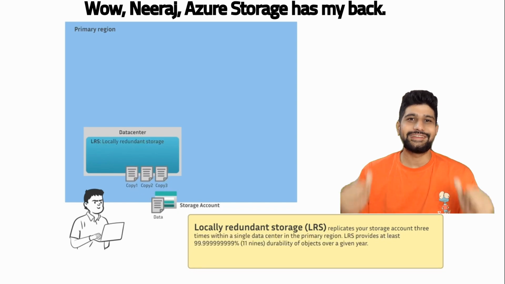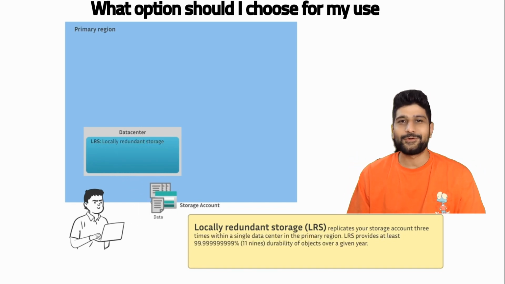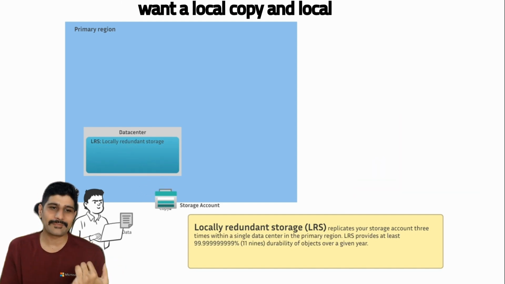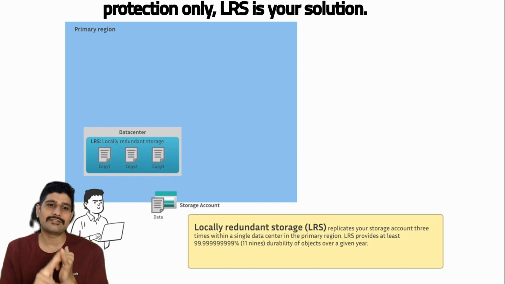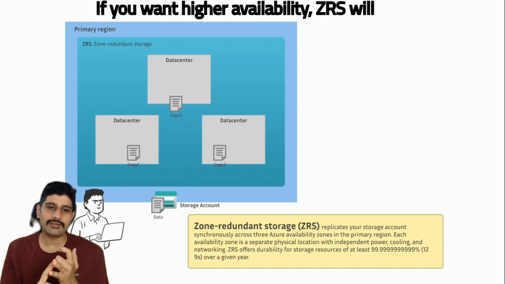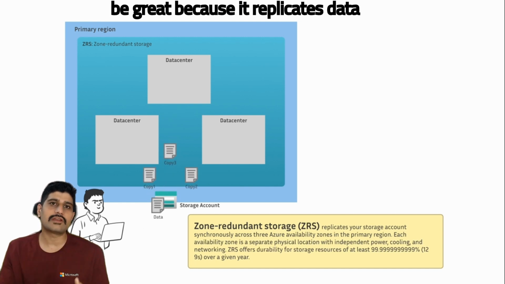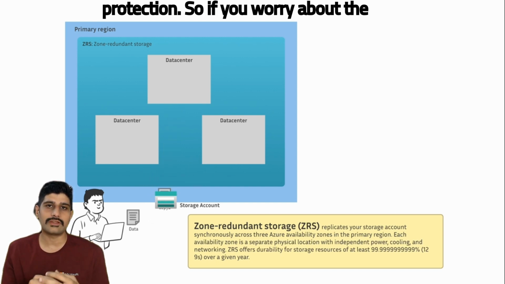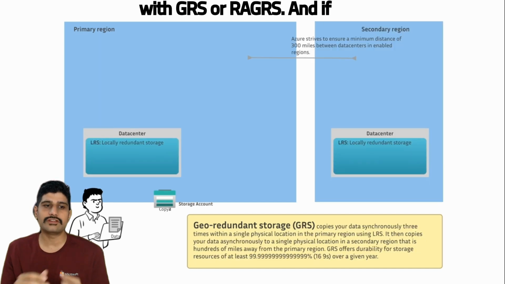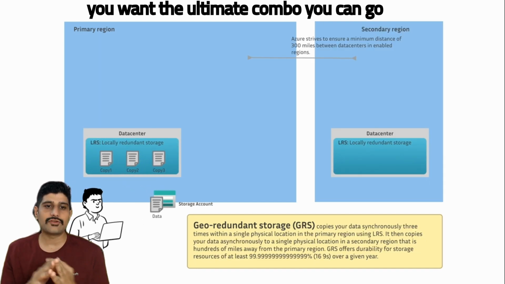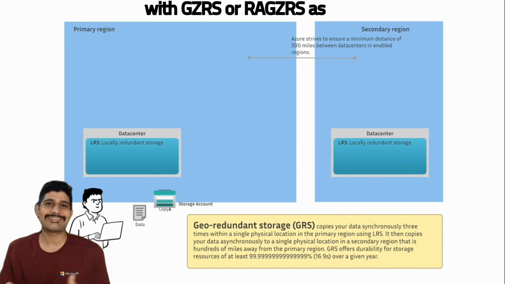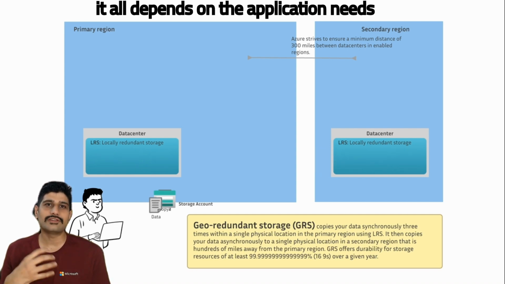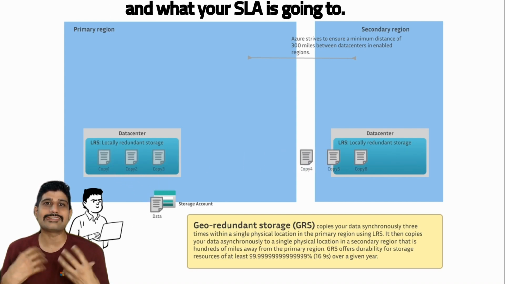Wow, Neeraj, Azure Storage has my back. What option should I choose for my use case? It depends on your needs, Jatt. If you want a local copy and local protection only, LRS is your solution. If you want higher availability, ZRS will be great because it replicates data across multiple zones. For regional protection, so if you worry about the entire region failing, then you should go with GRS or RA-GRS. And if you want the ultimate combo, you can go with GZRS or RA-GZRS as your final solution. So it all depends on the application needs and what your SLA is going to be.